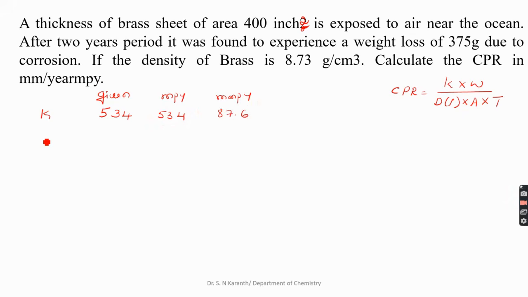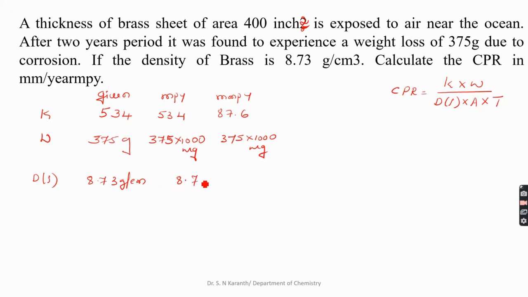Okay, and the other one is W. Here the given is 375 gram. So 375 into 1000, it becomes milligram. Here also 375 into 1000 milligram. Then density, same. They gave 8.73 gram per cm cube, in both the units.